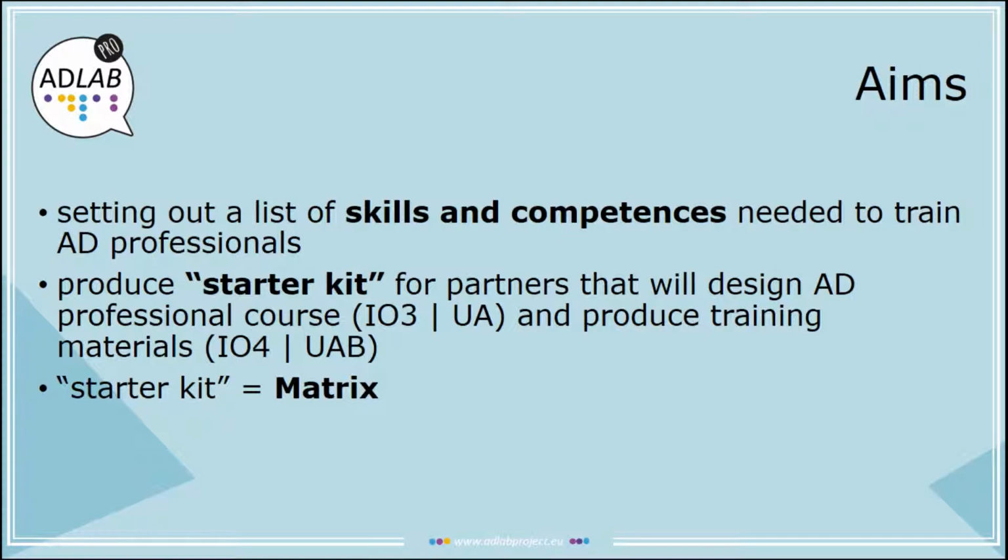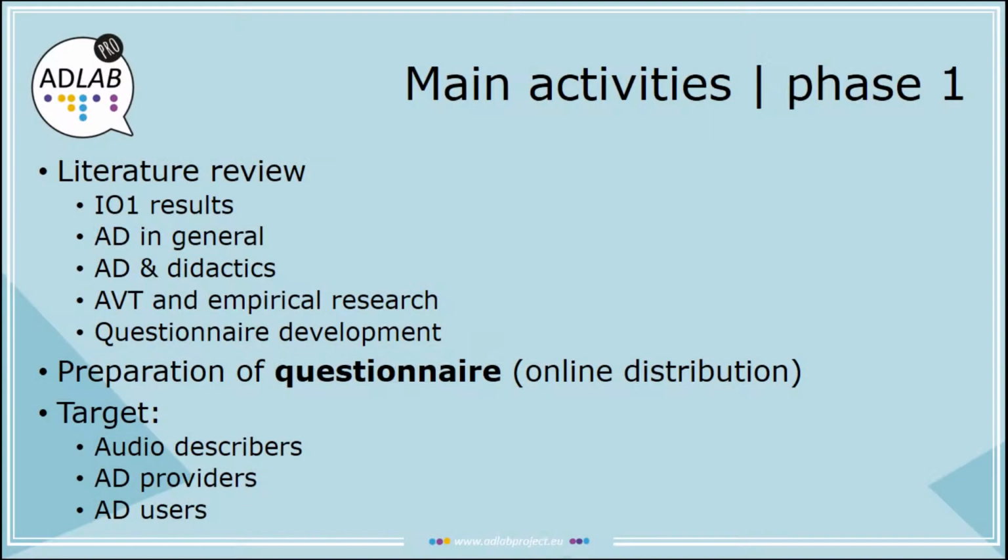The aim was to produce therefore what we called a matrix, a starter kit, to be delivered to our IO3 partners, so that they could start from there to construct the curriculum for the course, basically. IO2 was organized in 3 major phases or stages.